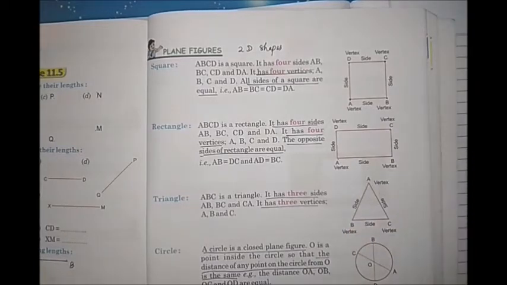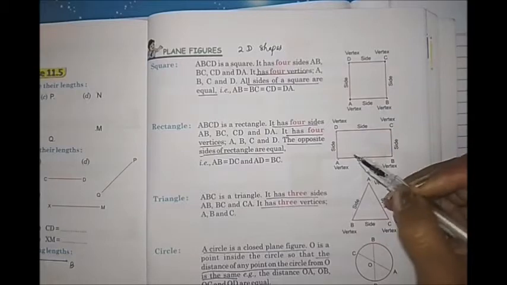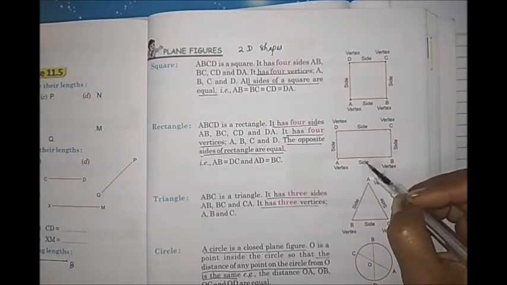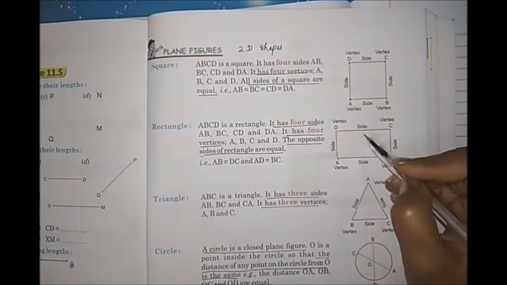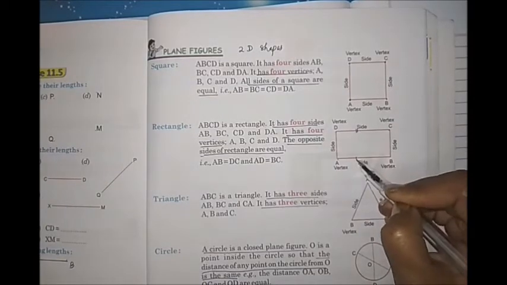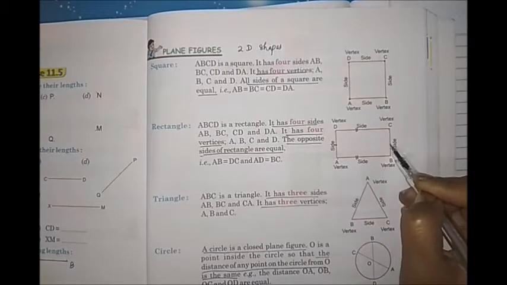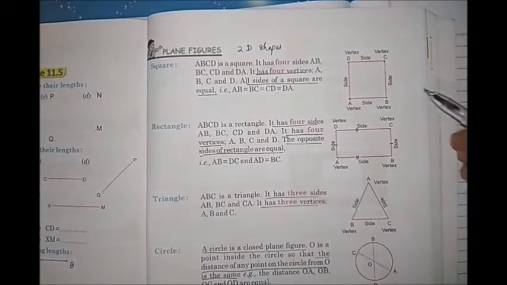And what is the difference? In a rectangle the opposite sides are equal. That means this side is equal to this side and this side is equal to this side. But in a square all sides are equal. This is the difference between square and rectangle, same as cube and cuboid.